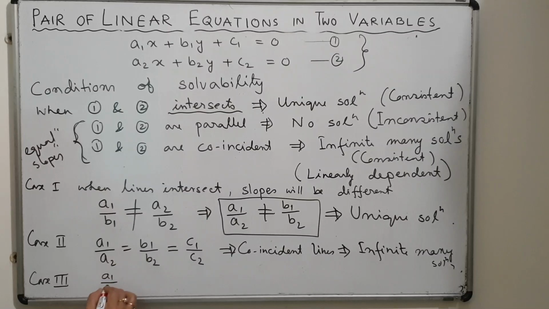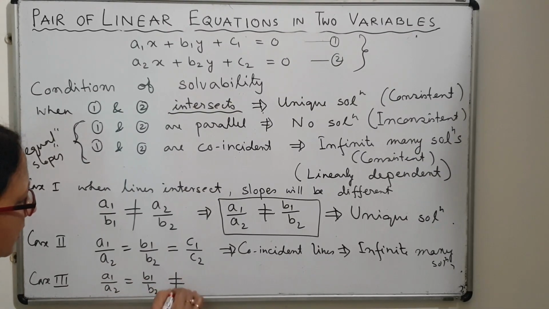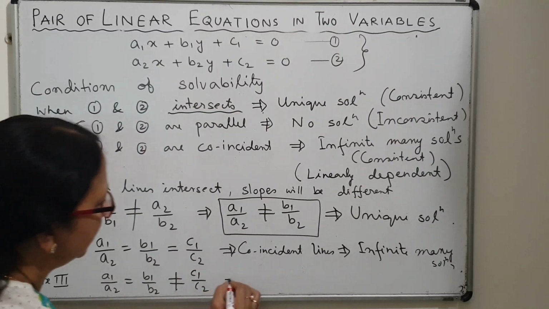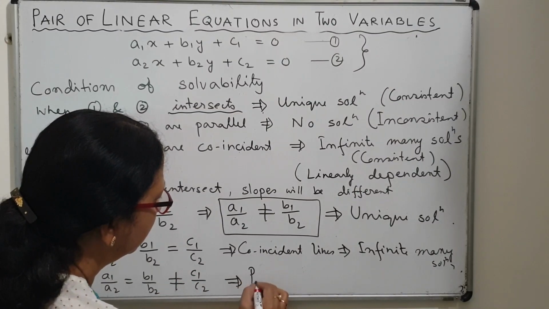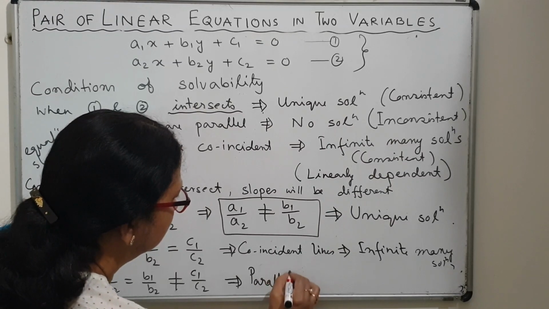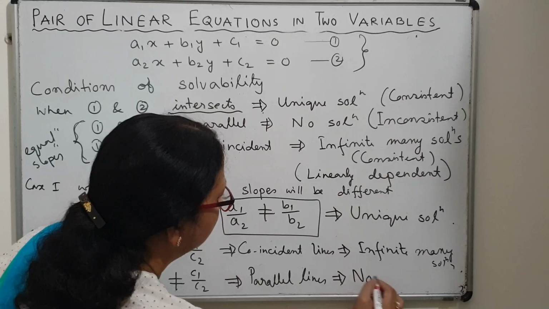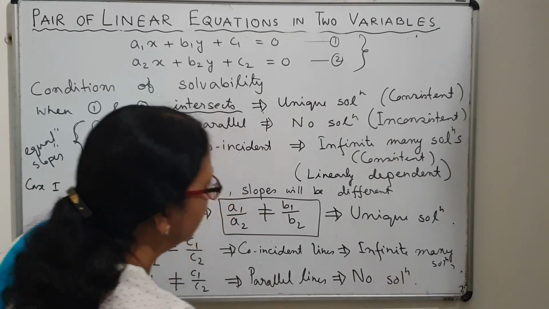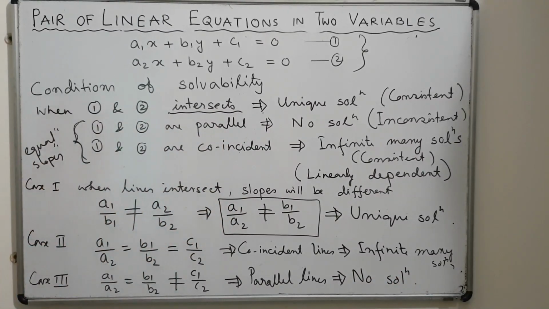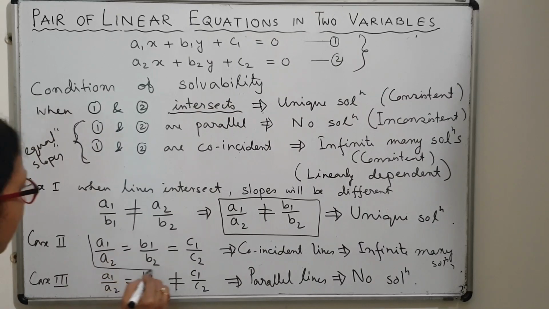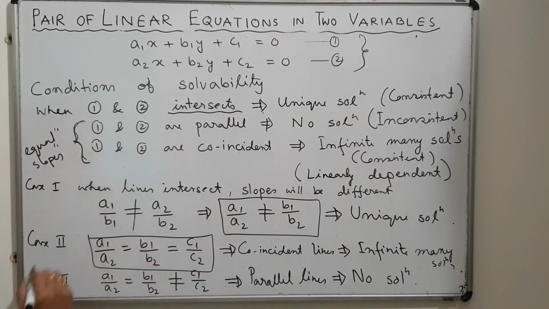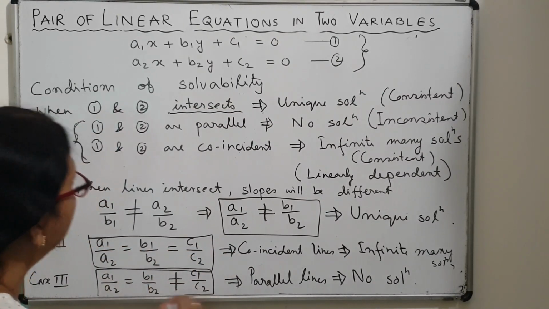And the third case, slopes are same, but the intercepts are different. That means they are parallel lines, which means no solution. That means the system is inconsistent. So these are the conditions of solvability. The first of a unique solution. This is for infinite many solutions, and this is for no solution.